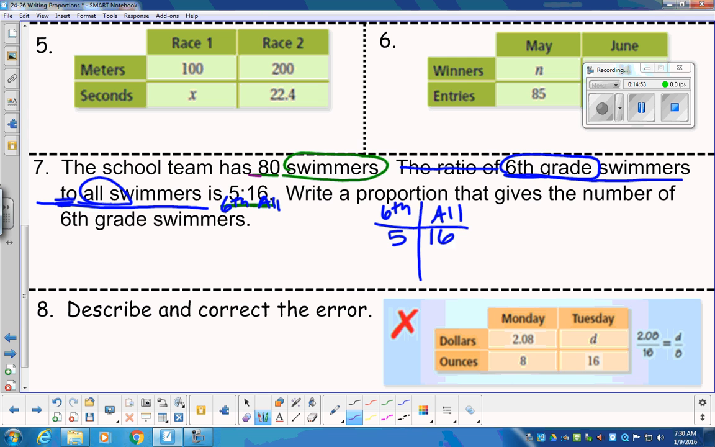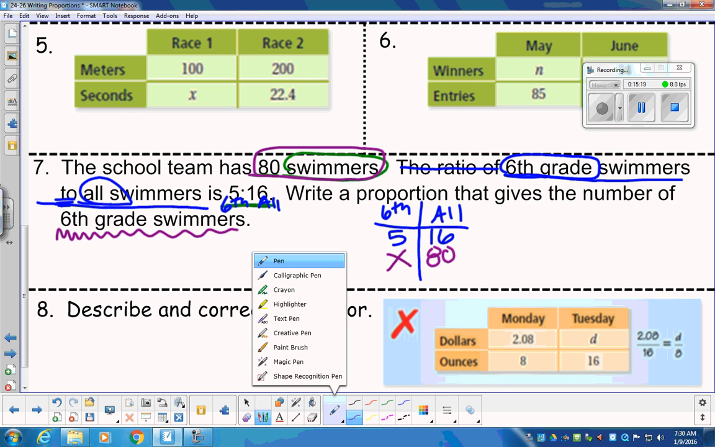So what are we going to do with this 80 then? 80 swimmers. Are they all sixth graders or 80 all swimmers? Hopefully you're able to see that that means total swimmers, 80 total swimmers. They're not all sixth graders. So our value that we're looking for here is how many are sixth graders, and asking that question: how many on the team are sixth grade swimmers?